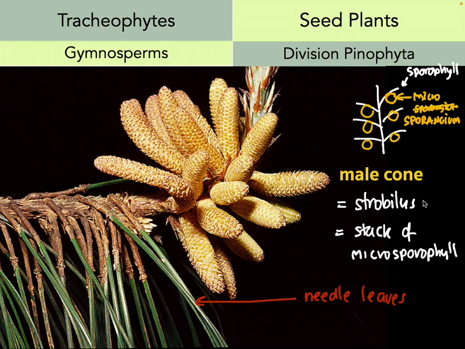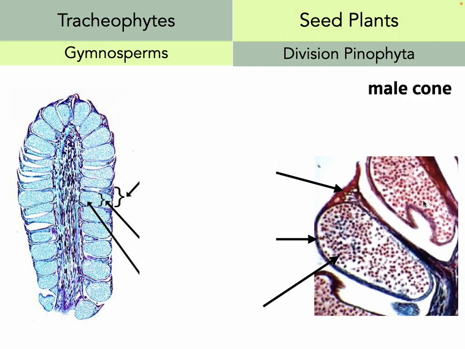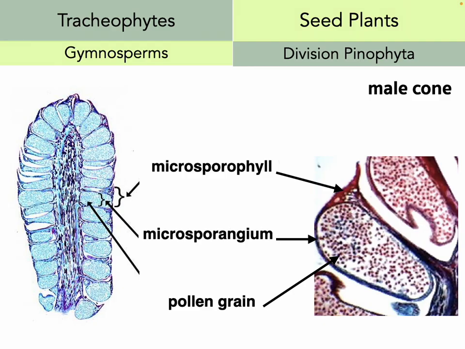So this is a male cone, and if you cut it lengthwise, this is what you see. You see microsporophyll here, microsporangia, and usually you should see microspore, right? But this is what happened. So in this case, the microspore, let me zoom in a little bit here.